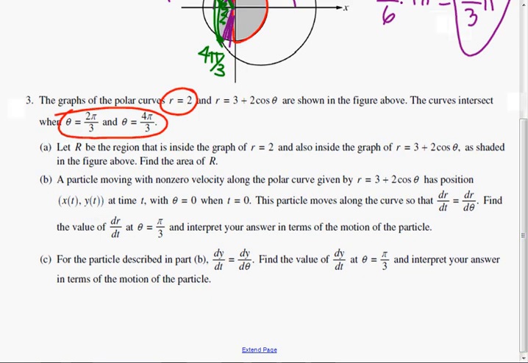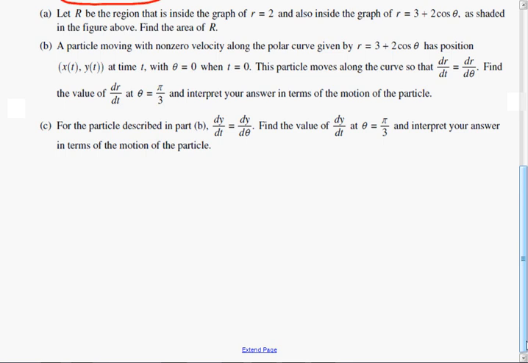A particle moving with non-zero velocity, it's just scary sounding, along the polar curve, the limaçon, has a position x and y when theta is 0, t is 0. The particle moves along the curve so that dr/dt is equal to dr/d theta. Find dr/dt at pi over 3. So I want to find dr/d theta because that's dr/dt. dr/dt equals dr/d theta at theta equals pi over 3.